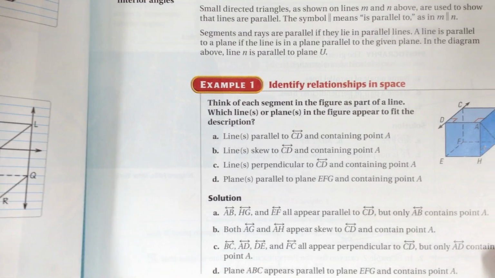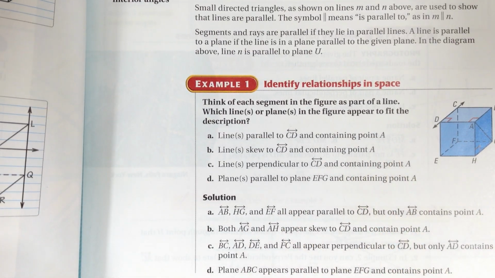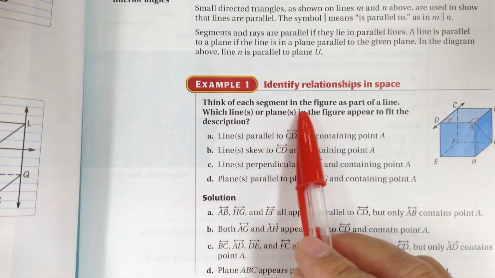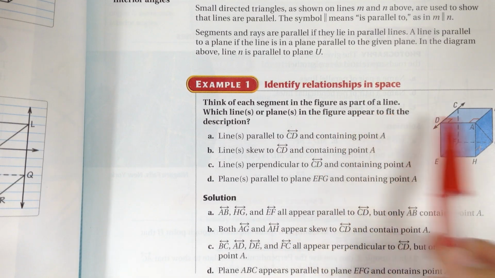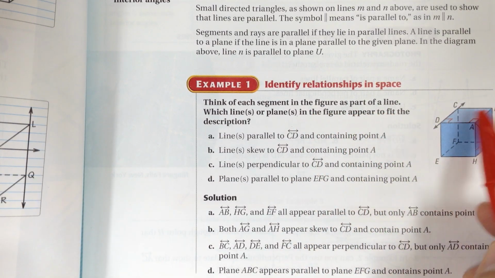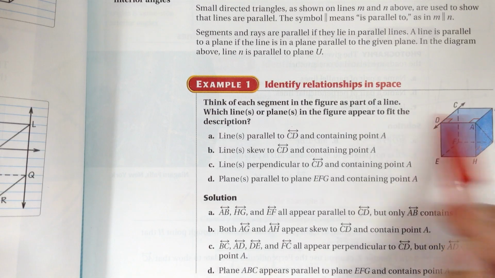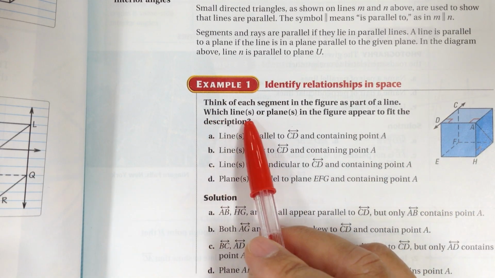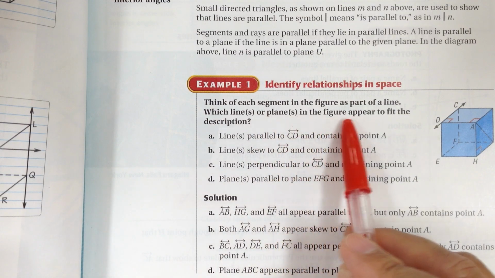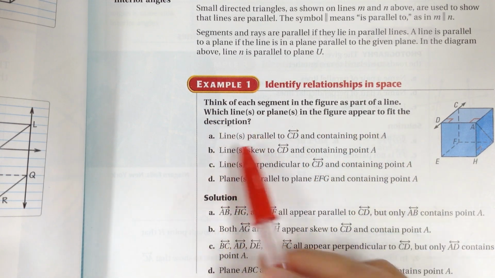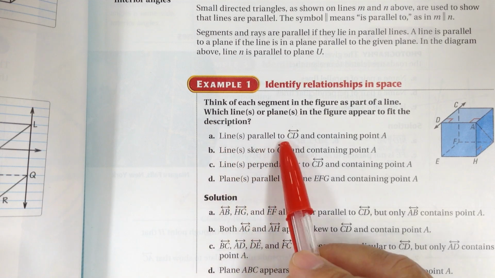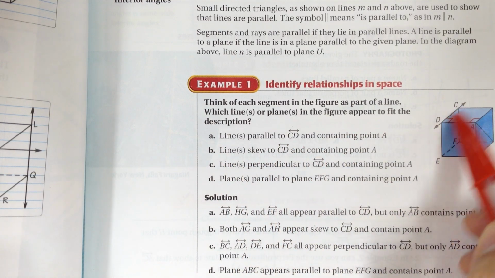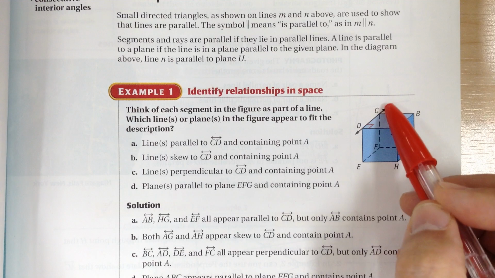Okay, so let's go over example 1. Example 1, think of each segment in the figure as part of a line. So they only draw the segment, but think of each segment as part of the line. Okay, that means each of these goes on forever. Say which lines or planes in the figure appear to fit the description. A, line or lines parallel to CD. So here's your CD.